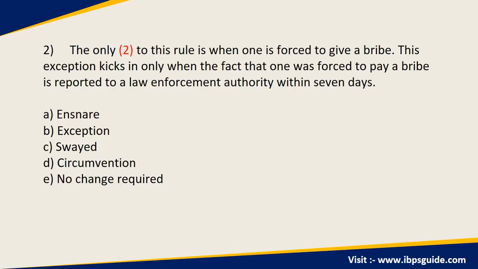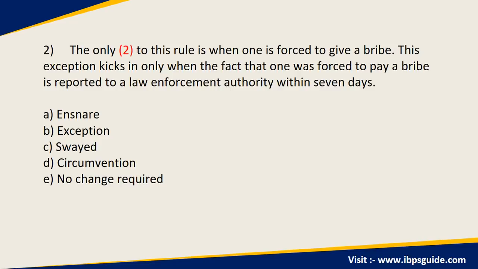So now let's look at the options. Option A is ensnare. Ensnare means to trap something, right? And you can use this in the ed form. Ensnared, he ensnared the animal. So this obviously is a verb and we cannot use this in the blank because we need a noun. So we'll eliminate option A. Okay, option B is exception. So we can see that exception is in its noun form. Except is the verb, exception is the noun.